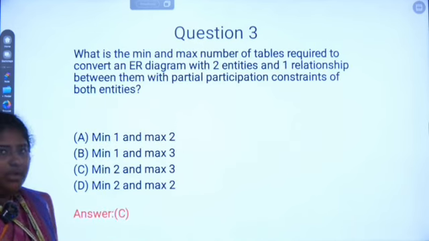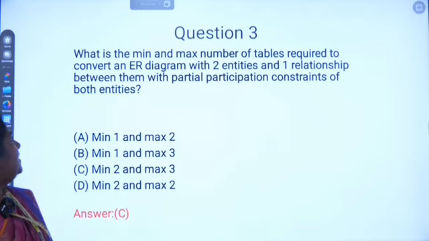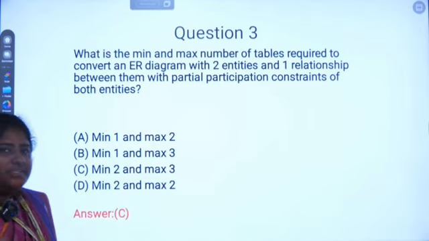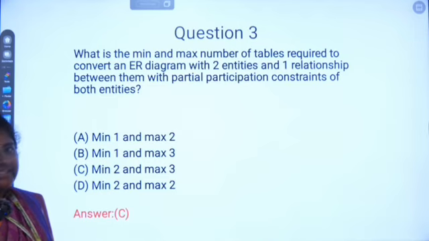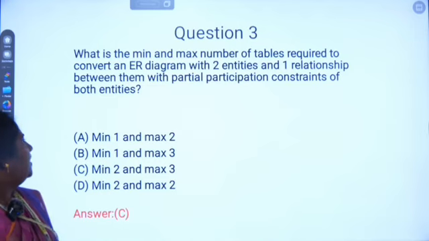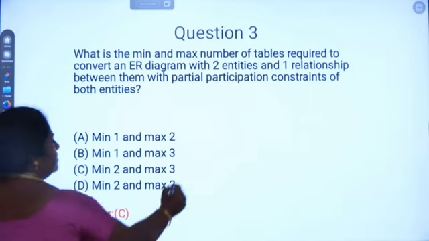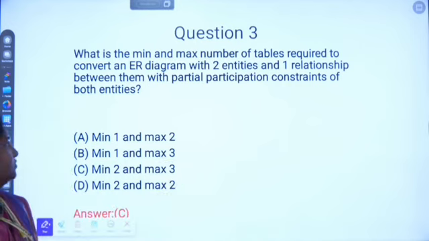Next we are going to discuss question 3. What is the minimum and maximum number of tables required to convert an ER diagram with two entities and one relationship? Here in this question it is clearly mentioned that we are going to use two entities and one relationship between them with a partial participation constraint. So here we are going to discuss two tables.